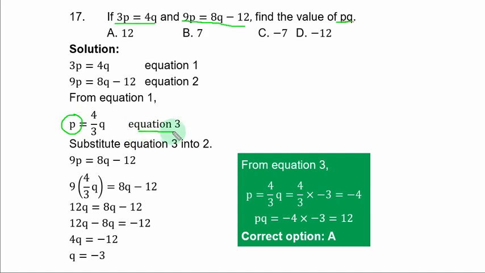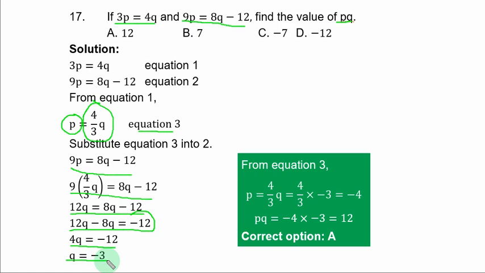To continue with the solving, you have to put equation 3 into equation 2. So this is equation 2. Anywhere you see p, you replace it with 4 over 3 q, and that is what you have here. Now if you divide 9 by 3, you have 3. 3 times 4, you have 12. That is 12q equal to 8q minus 12. Collect like terms, you have 12q minus 8q equal to minus 12, and that is 4q equal to minus 12. Divide through by 4, q is equal to minus 3.